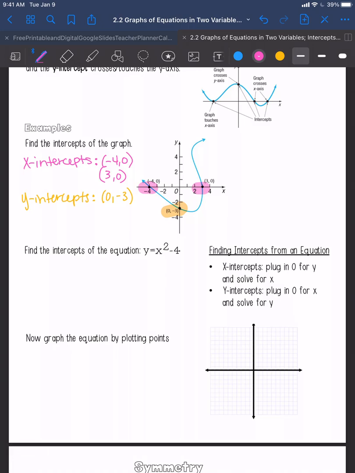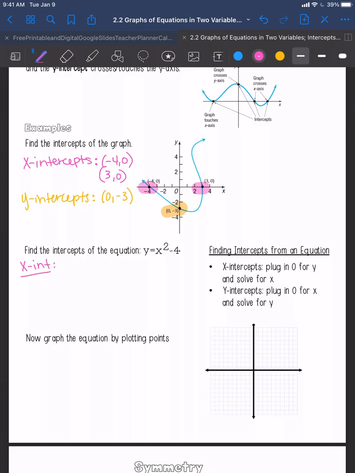We can also do it algebraically. So to find intercepts from an equation, to find the x-intercepts, you're going to plug in 0 for the y value, because x-intercepts are where it crosses the x-axis, which is where y is 0. And then for y-intercepts, you're going to plug in 0 for x and solve for y, because y-intercepts are where it crosses the y-axis, and that is when x is 0. So think of maybe plugging in 0 for the opposite variable of the intercept you're trying to find.